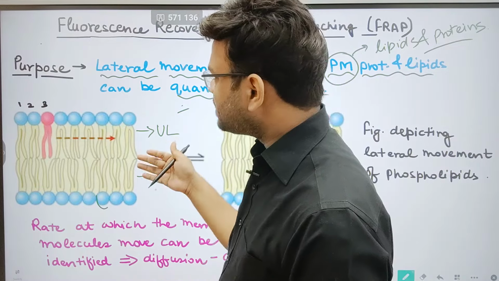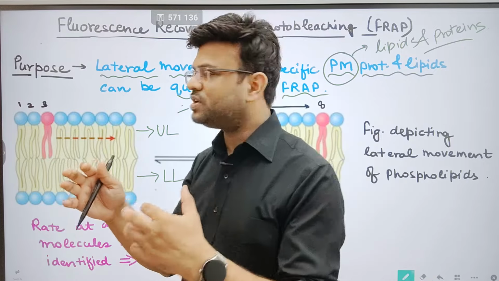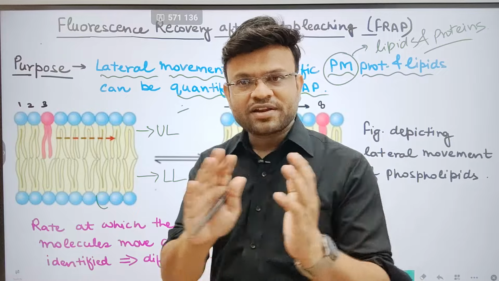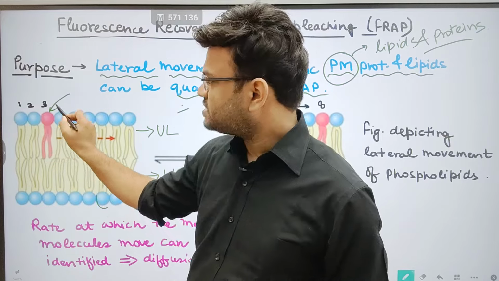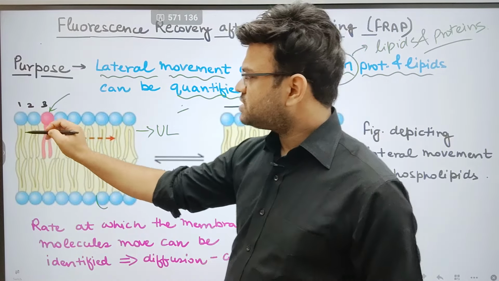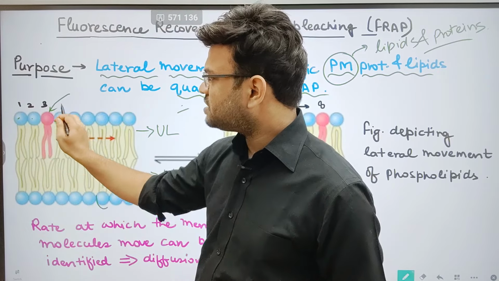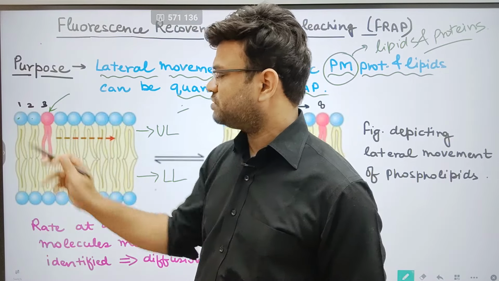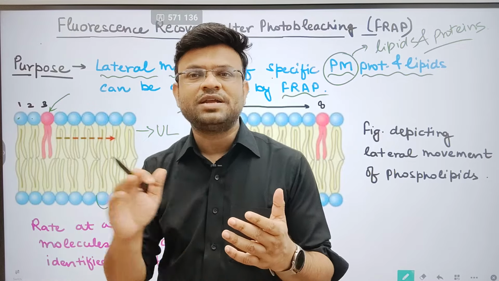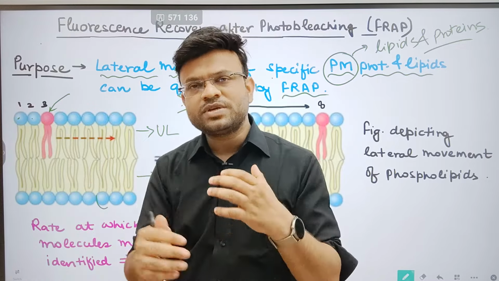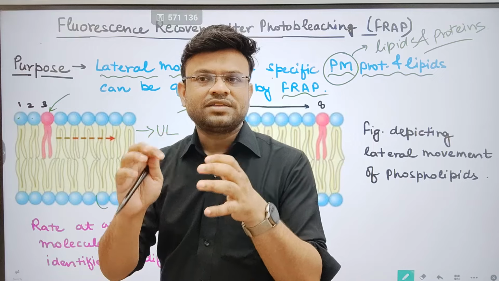So when I say that the purpose of this FRAP technique is to detect the movement of the phospholipids in a lateral way, then we mean that suppose this is a phospholipid, the one that is stained in the red color, and I have numbered the positions 1, 2 and 3. Initially this phospholipid is in the third position. What I want you to understand is that the nature of the plasma membrane is dynamic.